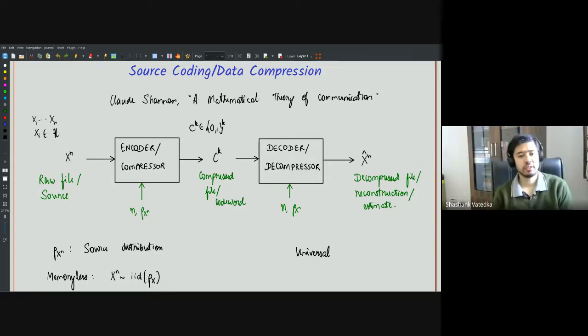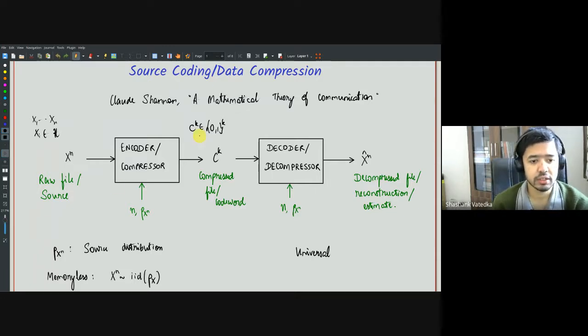So in the last class, we started our discussion on source coding or data compression, and we were basically looking at a model for the data compression problem. So our goal is to, of course, compress a raw file or a source sequence, x1 through xn. We assume that each xi comes from some source alphabet script X, and our fundamental assumption is that the source is random. So we assume that X^n is a random sequence and has some distribution P_X^n.